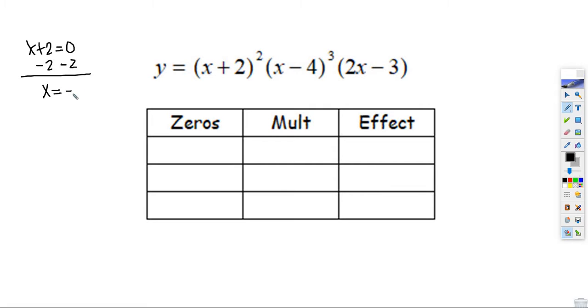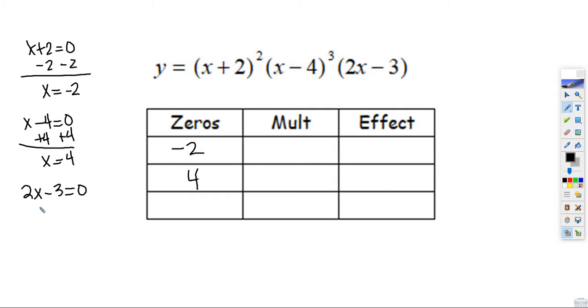So my very first 0 is a -2. I'm going to take my second factor, set it equal to 0, and I get positive 4. And then my last factor, 2x minus 3, I'm going to set that equal to 0, and I get x is equal to positive 3 over 2.